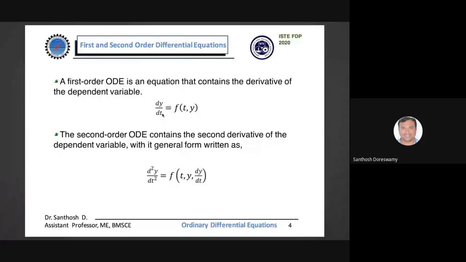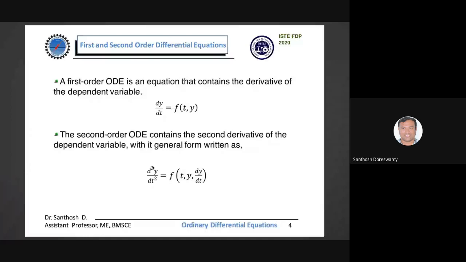Now, if you take a differential equation with a higher derivative, suppose you have the second derivative of y with respect to time, where the first derivative is differentiated again with respect to time, then you will have d square y by dt square. This second derivative is a function of not only t comma y, but also of the first derivative. So you will have d square y by dt square equals a function of t comma y comma dy by dt. With this type of differential equation, you can clearly see that the order of the differential equation is 2.